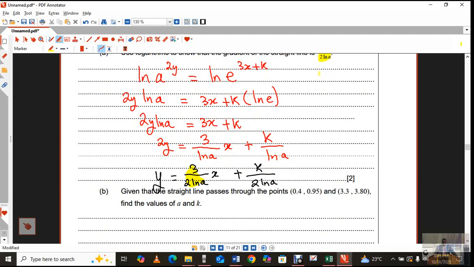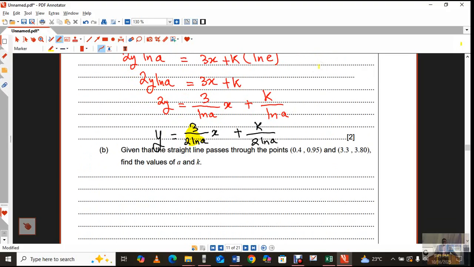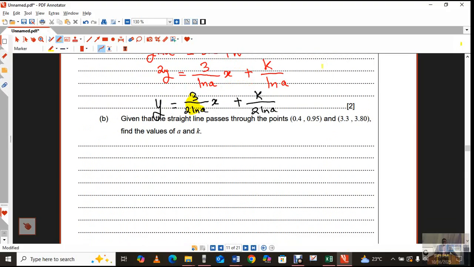Okay. Now they are saying, given that the straight line passes through these points, as you can see, find the values of a and the value of k. Now, first thing that I'm going to do is let me calculate what the gradient is from this. So I take the two y values and I subtract them from each other. So I'm going to take 3.80 minus 0.95 all over 3.3 minus 0.4. Use your calculator. This is going to give me 57 over 58.